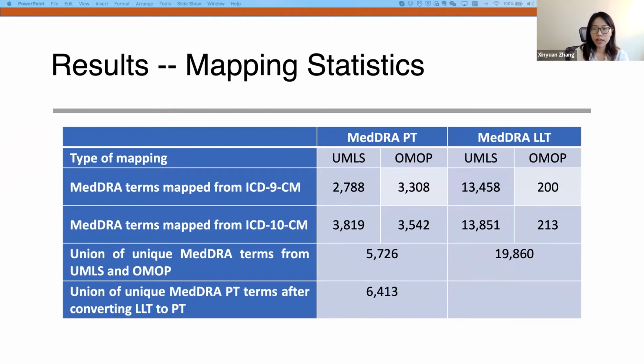And we discovered that a total of 6,413 PT terms that are being mapped cover about 27.23% of all the MedDRA PT terms. So we only have a coverage percentage of 27% across all the MedDRA PT terms.